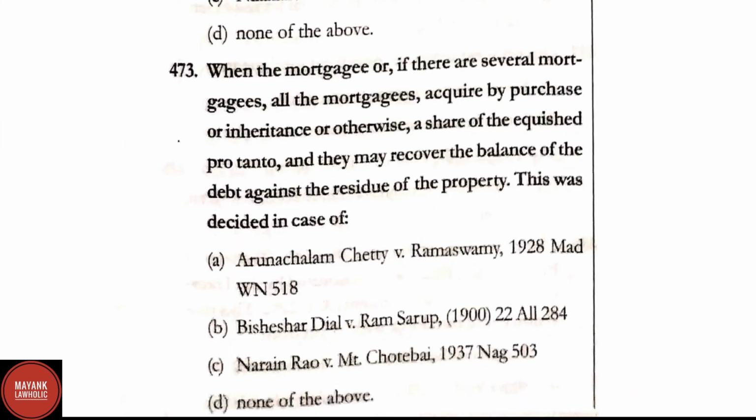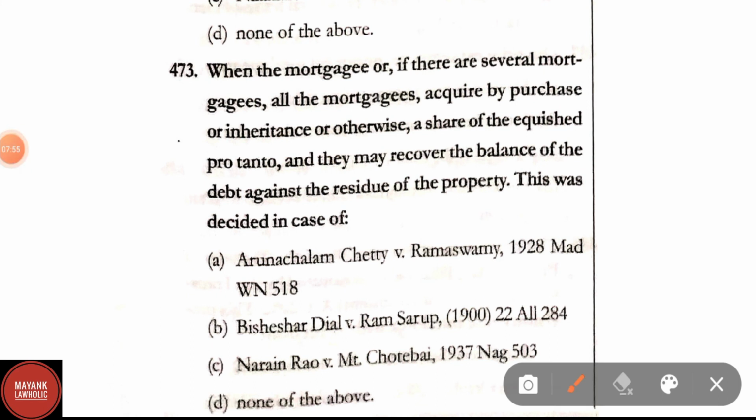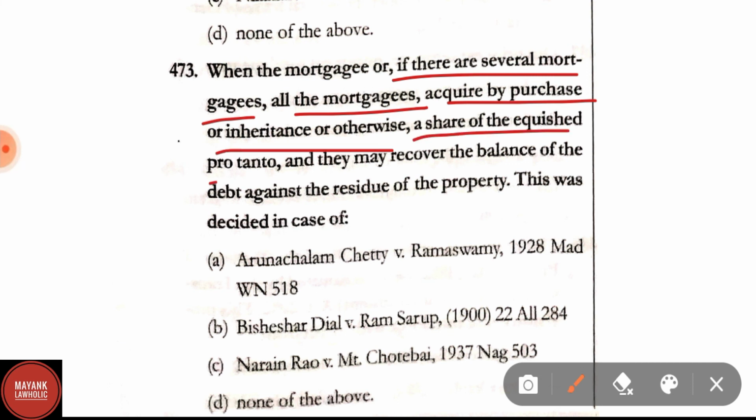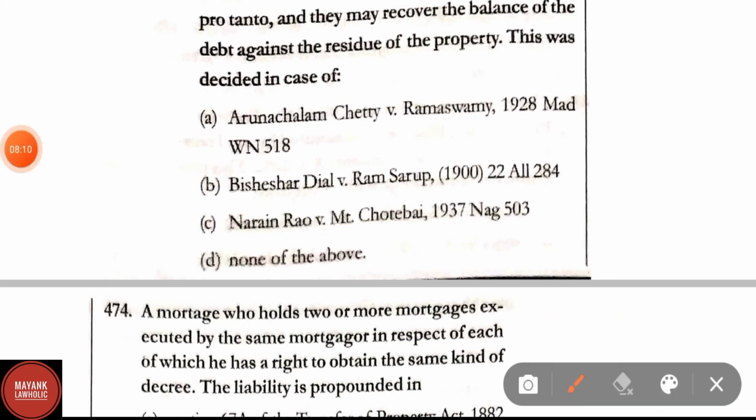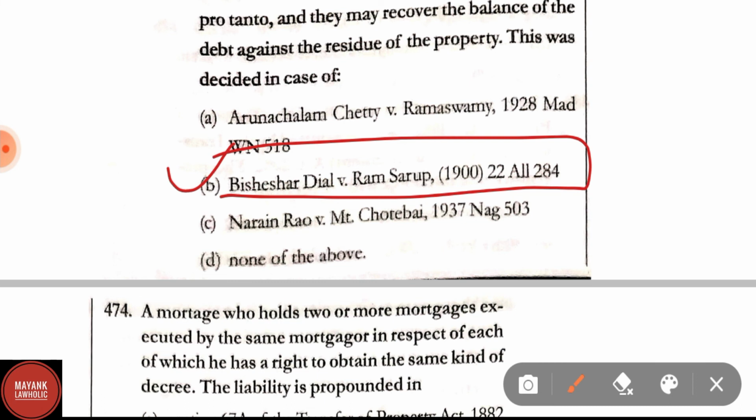Question number 473. When the mortgagee, or if there are several mortgagees, all the mortgagees acquire by purchase or inheritance or otherwise a share of the equity of redemption, pro tanto, they may recover the balance of the debt against the residue of the property. This was decided in the case of option A, Arunachalam Chetty versus Ramaswamy, option B, Visheshwar Dayal versus Ram Sarup, option C, Narayan Rao versus Mr. Chotebai, and option D, none of the above. Here correct answer is option B, Visheshwar Dayal versus Ram Sarup 1900.